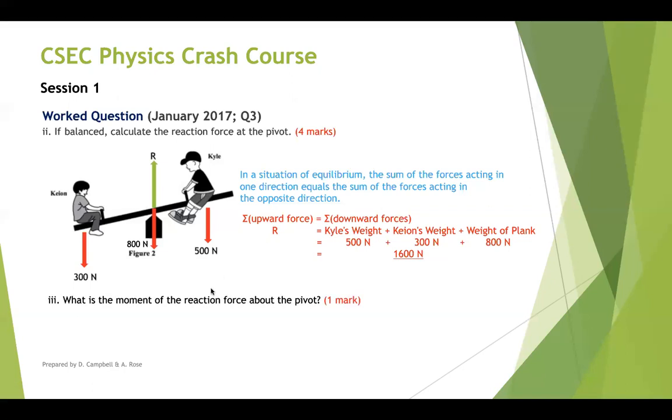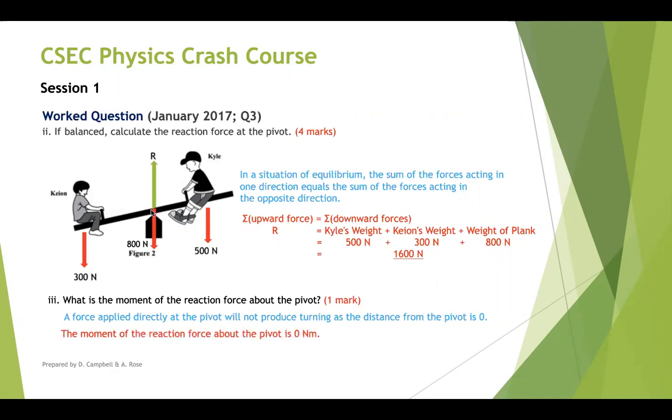All right. Finally, we are asked what is the moment of the reaction force about the pivot for 1 mark. Now remember that we said that moments are calculated by multiplying the force times the perpendicular distance from the pivot. Now the reaction force is directly above the pivot. That's where the object is being supported. So it means that the perpendicular distance from the pivot is equal to 0. Anything multiplied by 0 is equal to 0. So it means that the reaction force would not produce any turning about the pivot. So the moment is 0 Newton meters.